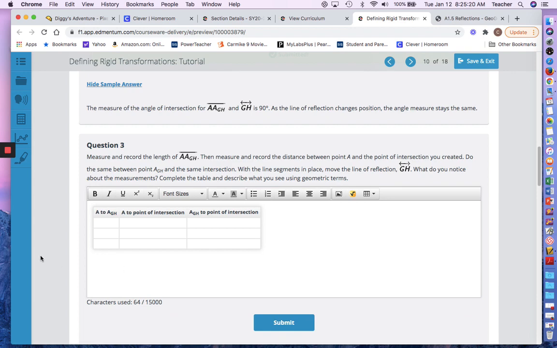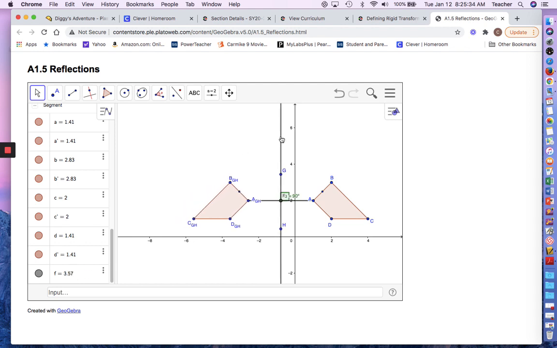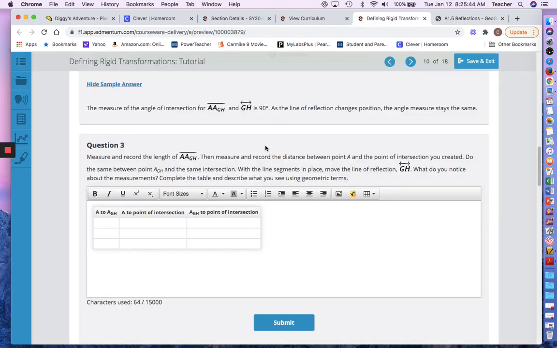Question 3. Measure and record the length of A to A prime. Well, the nice thing about that is that GeoGebra gives it to us. It's 4.98 as my figure is right now. Now, if I move my line of reflection, of course, that can change. I mean, look, now it's 3.87. So I'd like to get it on a nice number. Let's see. Alright. Oh, I'm on 4. Let's go with that. Alright. Then measure and record the distance between A and the point of intersection you created. Do the same between A prime and the same intersection.